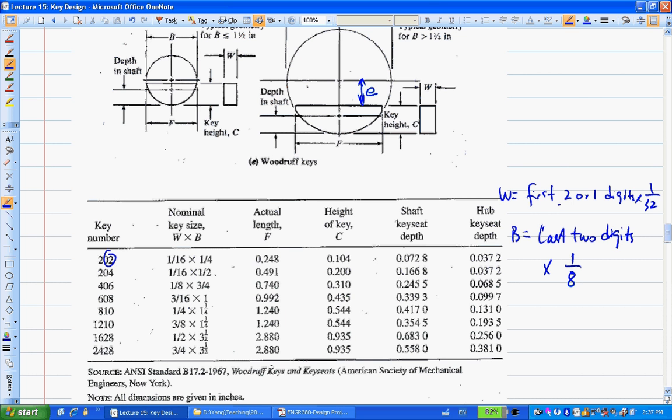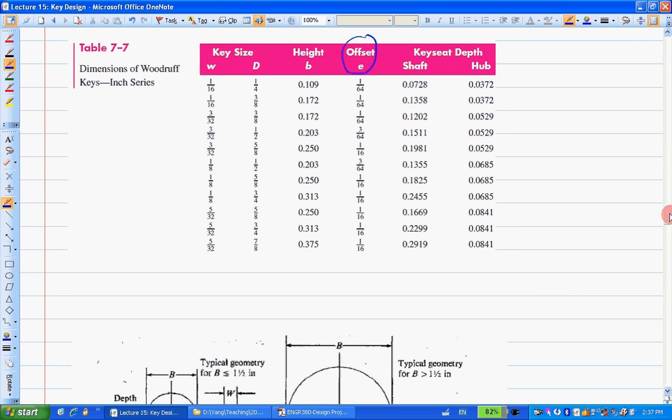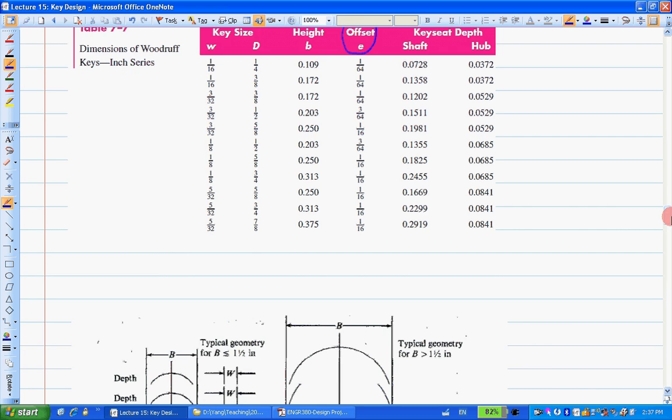Once you have the key number, you can also figure out the actual length F and the height of the key based on here. Now there is a little range here though. For a typical geometry, B less than 1/4 inch, it's this one here. For B greater than 1/2 inch, it's this one here. So that's the Woodruff key. Take a look at this one. This is not in the textbook, but compare it with the textbook figure, just in case you use a Woodruff key.